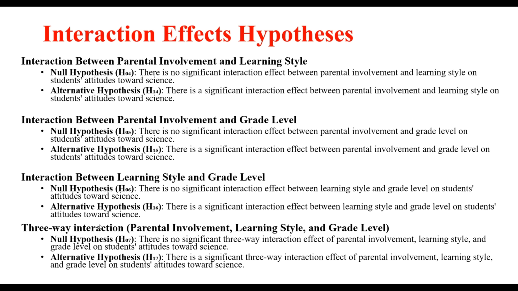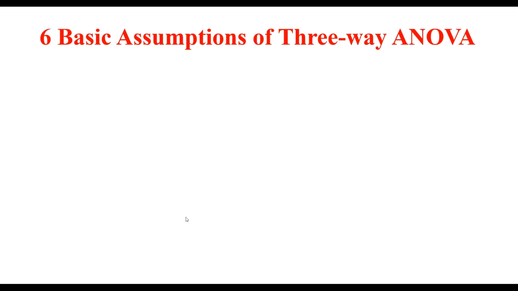And then lastly, the three-way interaction. That is parental involvement, learning style, and grade level. Now, there are 6 basic assumptions of three-way ANOVA that I would like us to quickly look at before we can proceed to run the analysis, having understood that we need to present 7 hypotheses once we want to do a factorial three-way ANOVA analysis.